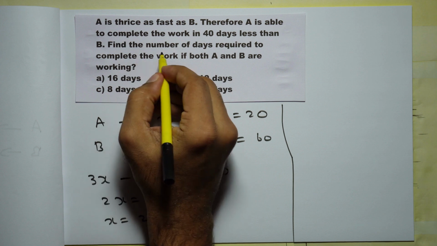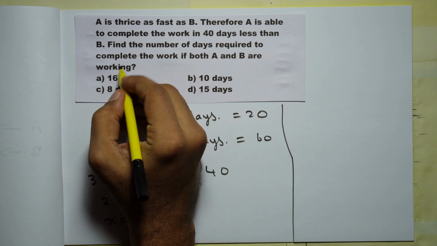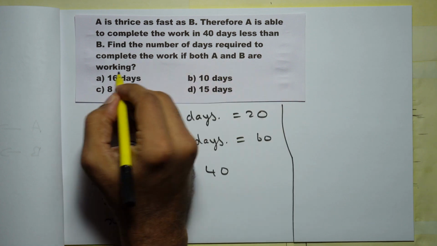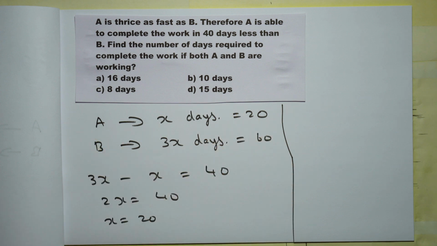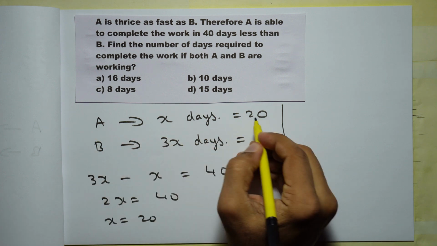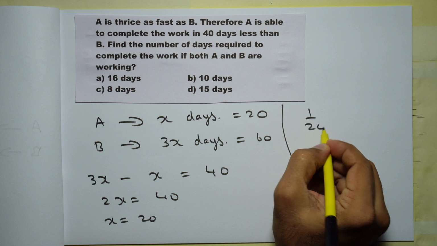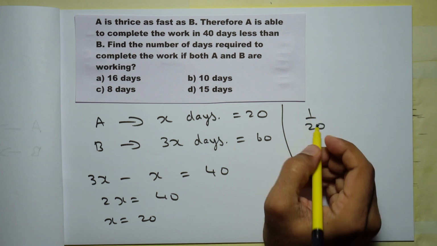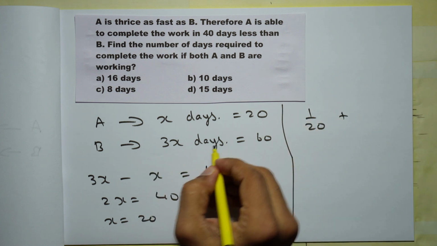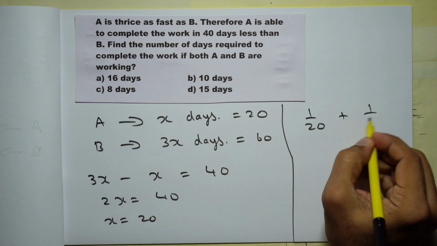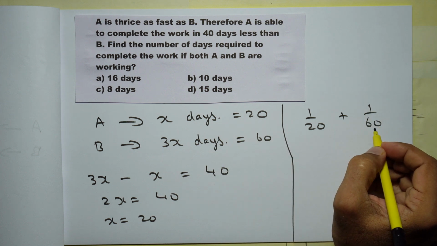Now the question is, find the number of days required to complete the work if both A and B are working. A can complete the work in 20 days, so every day A will do 1 by 20th of the work. And B can do the work in 60 days, so every day B will do 1 by 60th of the work.